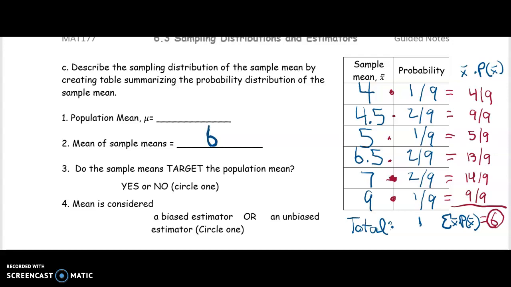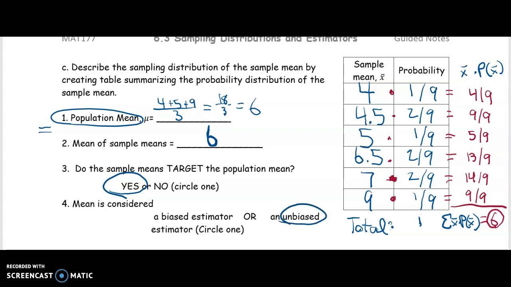What I have to do is compare that to the population mean. So the population had the numbers 4 and 5 and 9. So I'll add up those numbers and divide by 3. That gives me 18 over 3, which is also 6. So the population mean and the mean of the sample means are the same. That means we can say, yes, the sample means target the population mean, and we have an unbiased estimator. So the mean is an unbiased estimator.